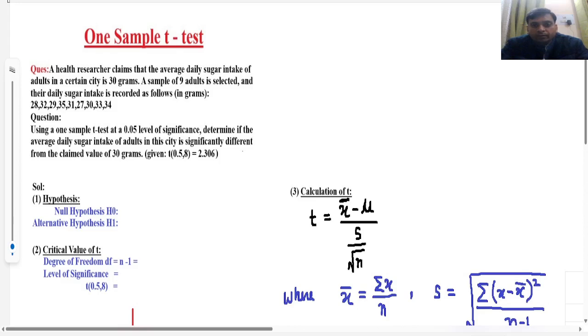Hello everyone. So today we have one question on one sample t-test. So this is the question. In this question there is one health researcher, and the health researcher claims that the average daily sugar intake of adults in a certain city is 30 grams.